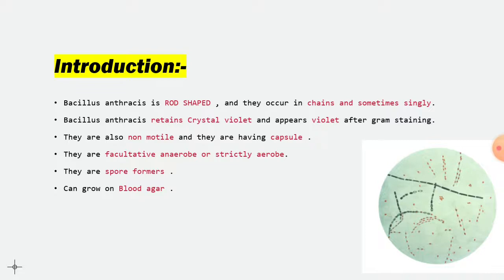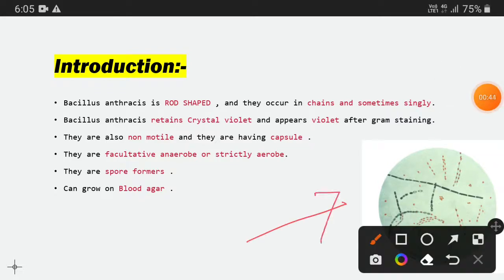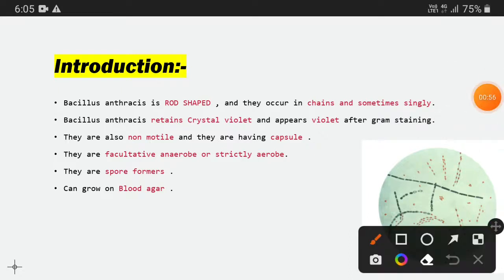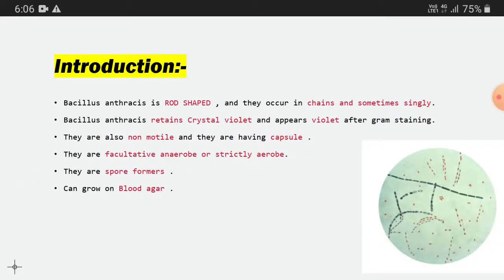So this is how Bacillus anthracis appears under the microscope. As its name suggests, bacillus means it is rod shaped, right? And they may appear in chains or sometimes singly. Bacillus anthracis retains crystal violet and appears purple after gram staining, or you can say violet, same thing. They are also non-motile and have capsules. They are facultative anaerobes or strict, obligate aerobes. The most important thing is they are spore formers, and they can grow on blood agar.